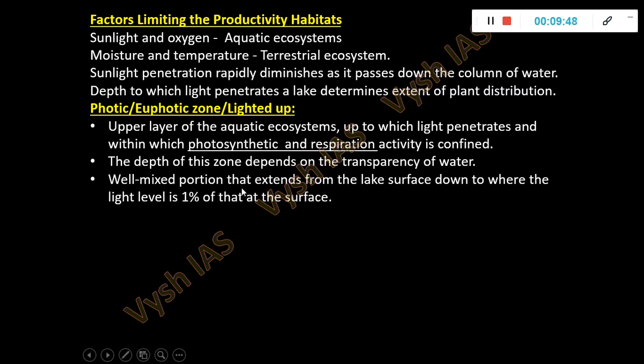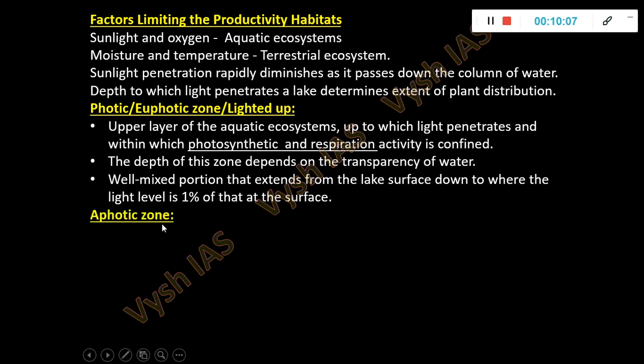It is the well mixed portion that extends from the lake surface down to where the light level is 1% that of the surface. They are telling the range from the top level to the level where the sunlight is 1% of what was there on the surface. That full range is called the photic or euphotic zone or lighted up zone. The very, very basic things, that's why I'm reading very fast.